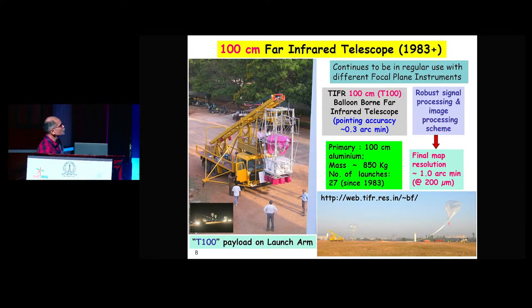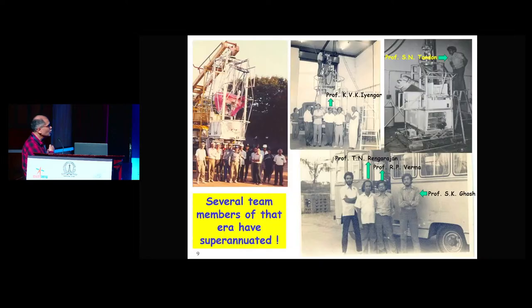This telescope has a pointing accuracy of now 0.3 arc minute. Actually, we can construct images with 1 arc minute resolution at 200 micron. This telescope has been flown 27 times since 1983, and now we are doing a lot of spectroscopy using this telescope.